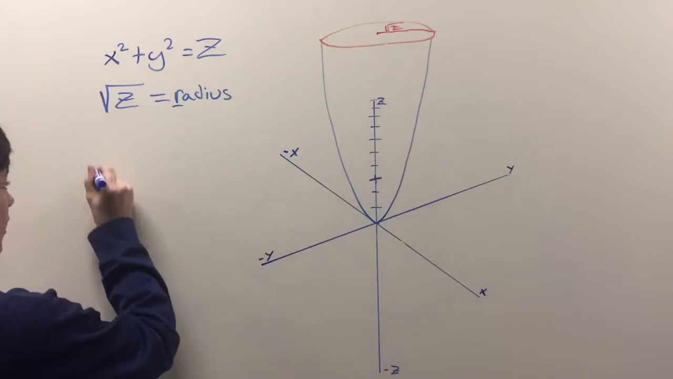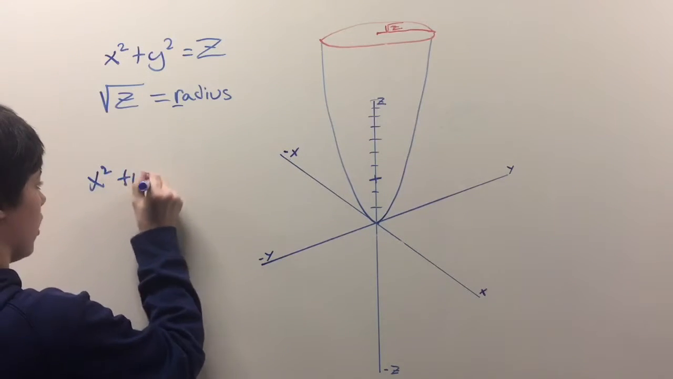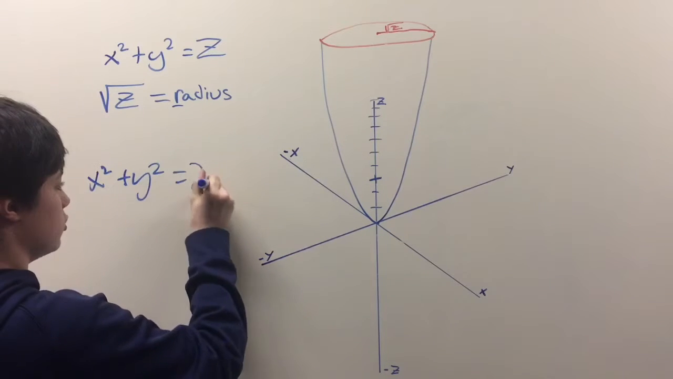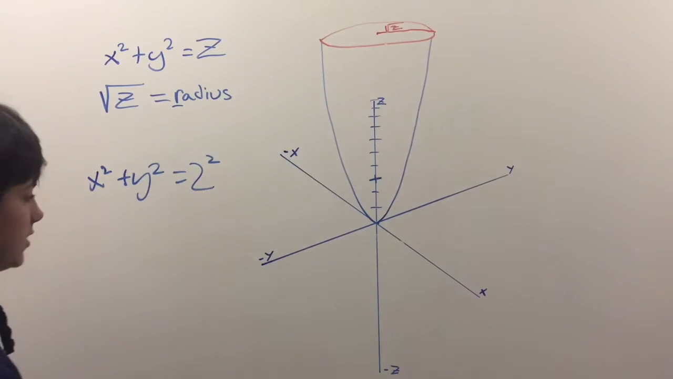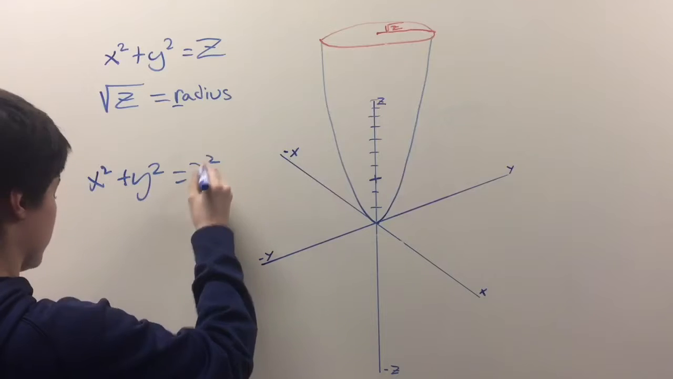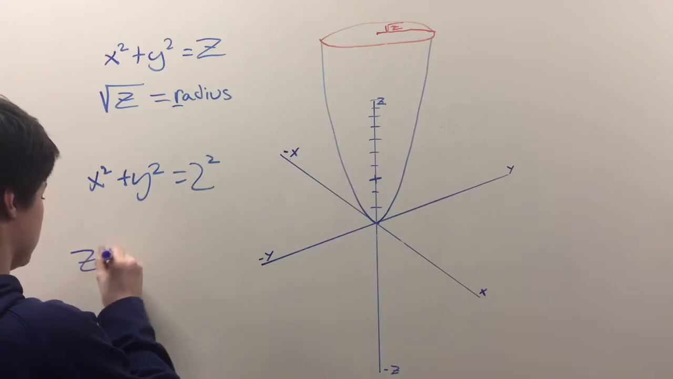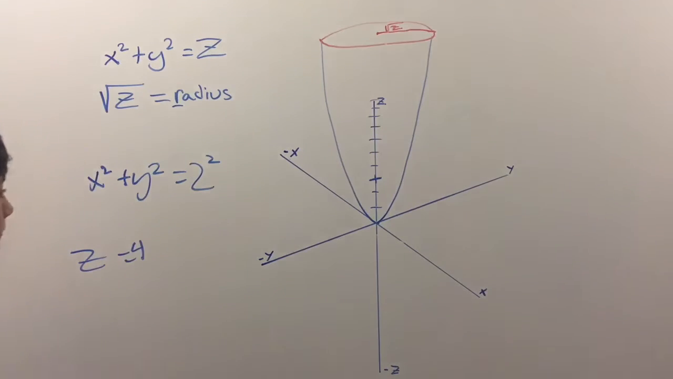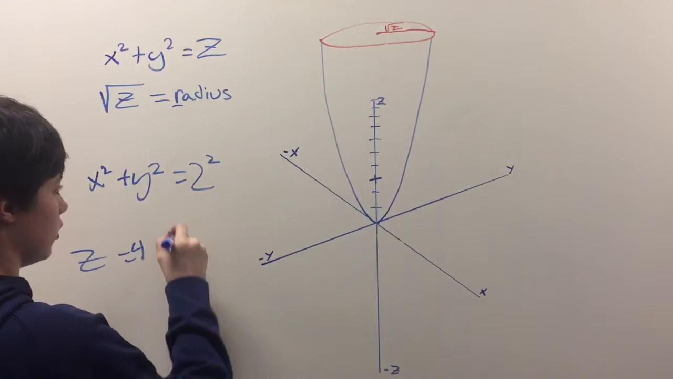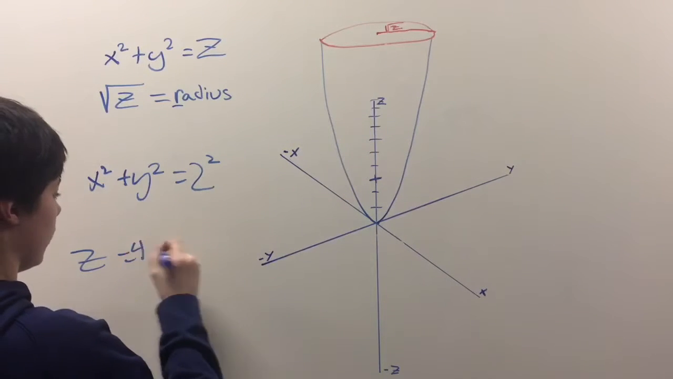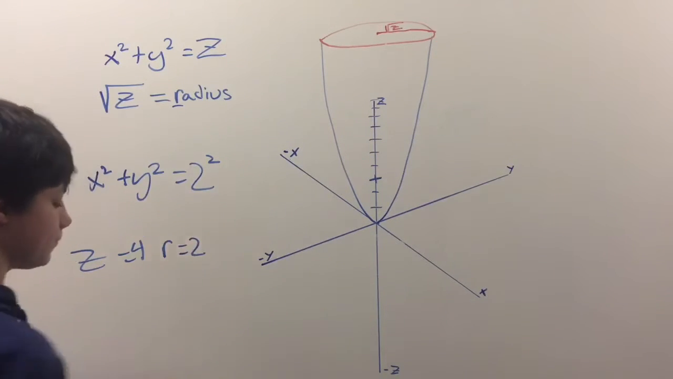So say x squared plus y squared equals 2 squared. To find z, you would just square 2, which equals 4, so z is equal to 4. And to find the radius, you would find the square root of 4, which would be equal to 2.